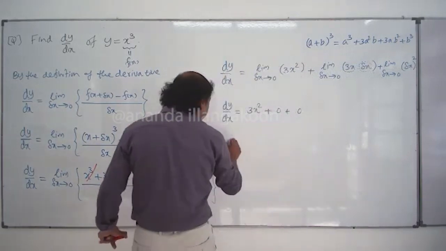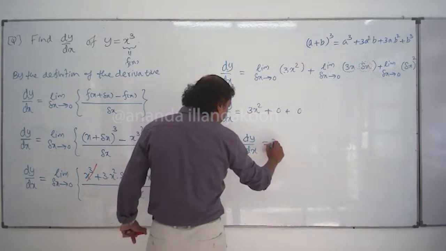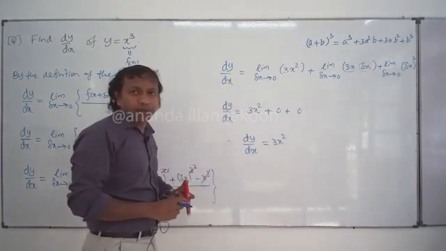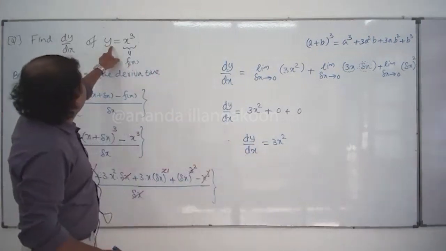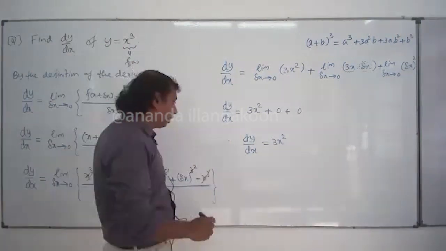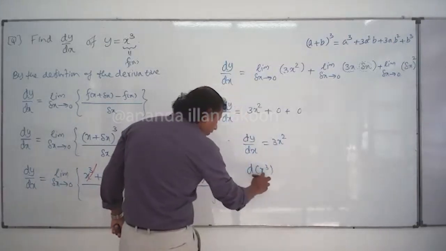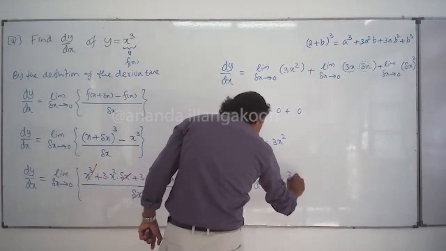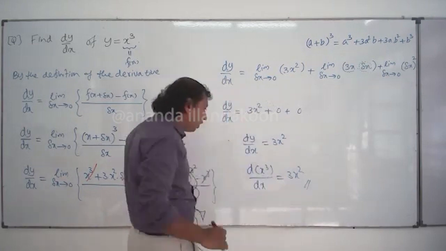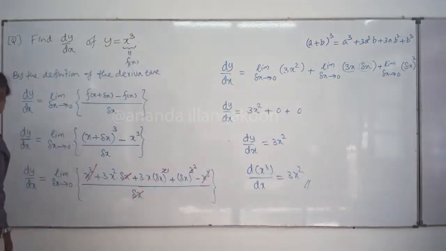All right. Therefore, dy by dx we get 3x squared. Right, people? But what is this y? y equal to x cube. Then we can put that y as x cube. Then this is the derivative of x cube with respect to x: d by dx of x cube equals 3x squared. So this is how we find the derivative of x cube. The derivative of x cube is going to be, people, 3x squared. Understood?